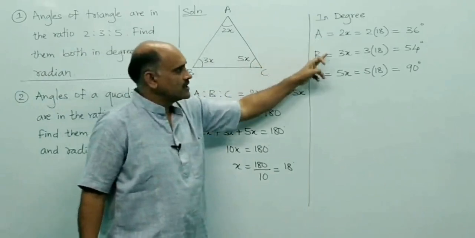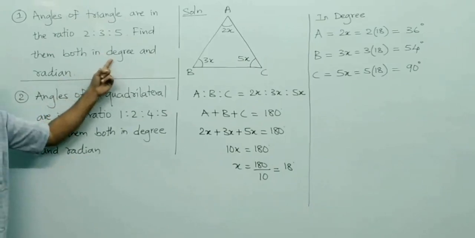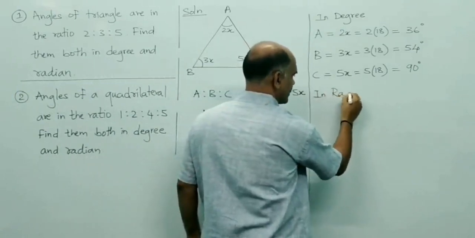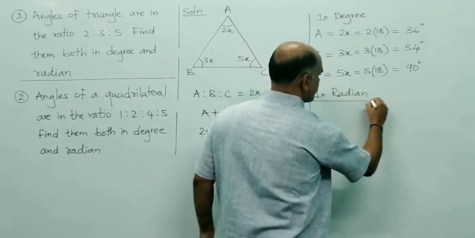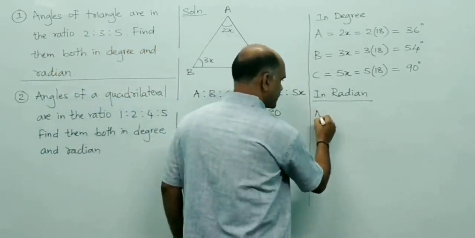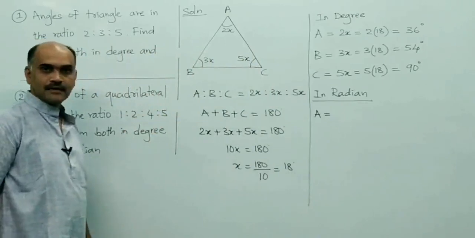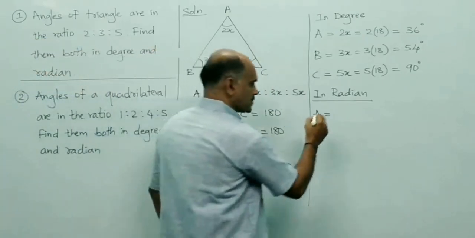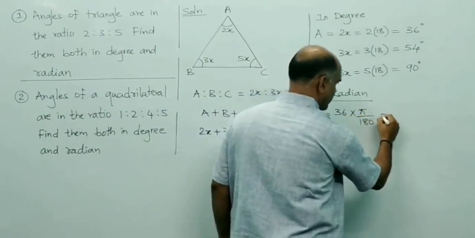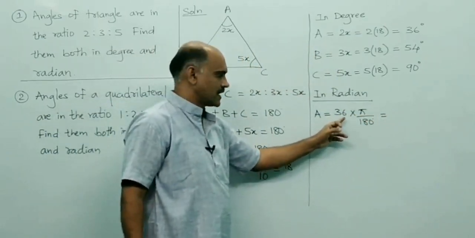So now we have found these three angles in degree. Find both in degree and radian. So I have found it in degree. Now you are required to find it in radian. So if you know, you can write directly in radian, else simplify. A is equal to, do you remember formula from degree to radian? We multiply by pi by 180. So 36 into pi by 180. Now simplify this, you will have the answer.